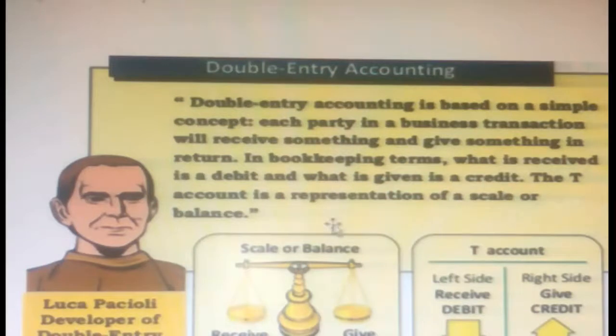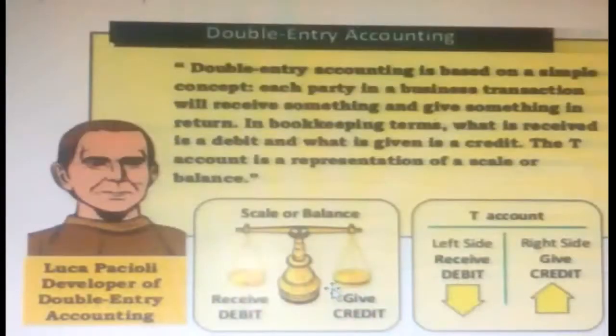The T account is a representation of a scale or balance. See here the scale mentioned, scale or balance. Receive debit and give credit. Similarly, in a T form of account, the left hand side receives debit, the right hand side gives credit. We will discuss in detail the meaning of debit and credit in this class. Here we are going to discuss how they are writing accounts. First one is the double entry system, correct?